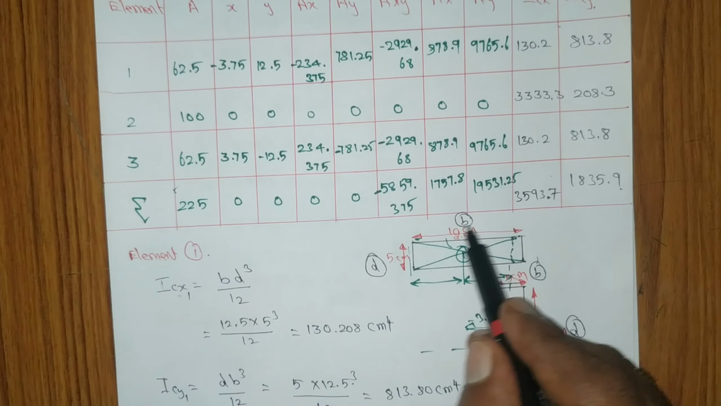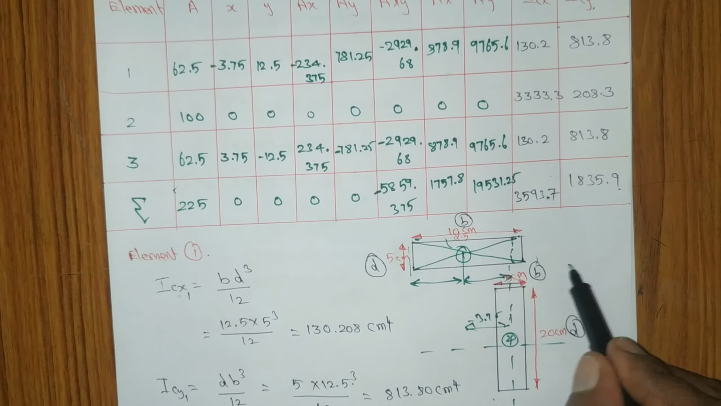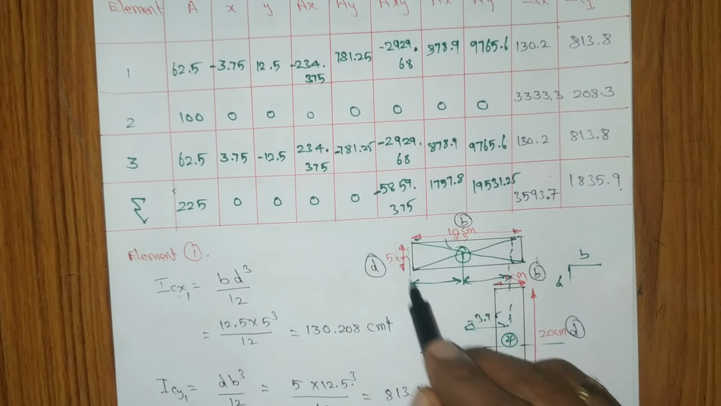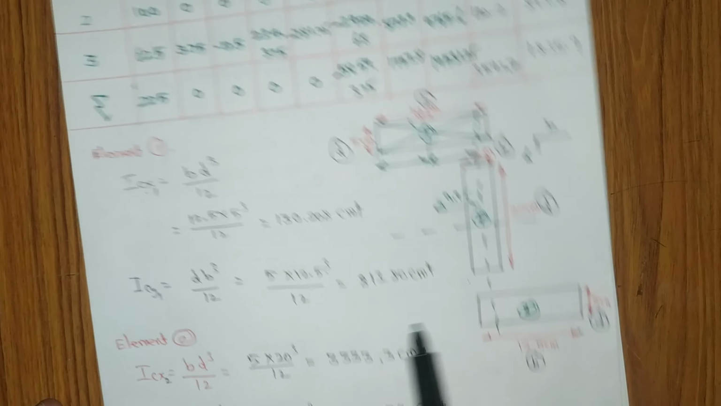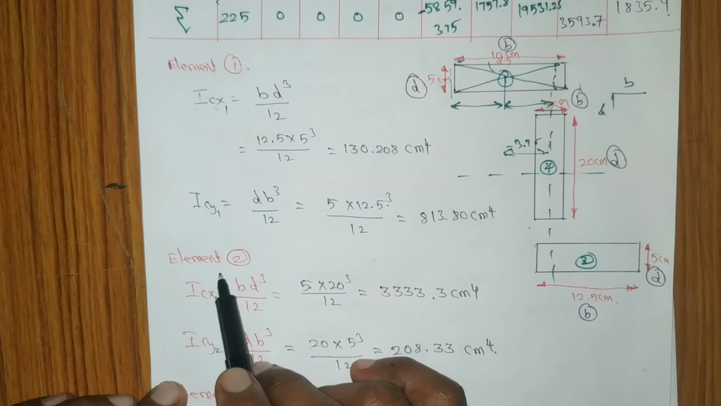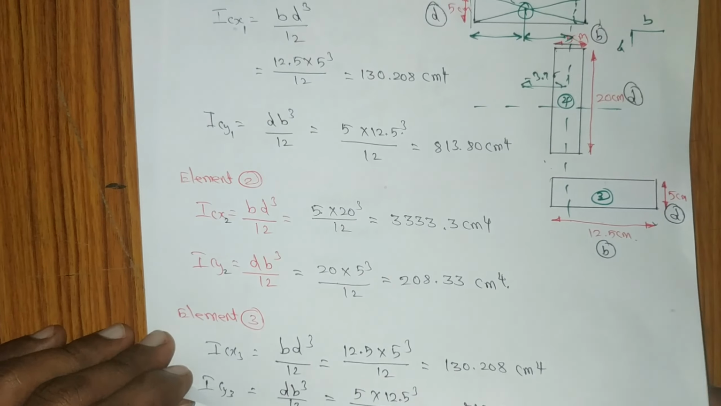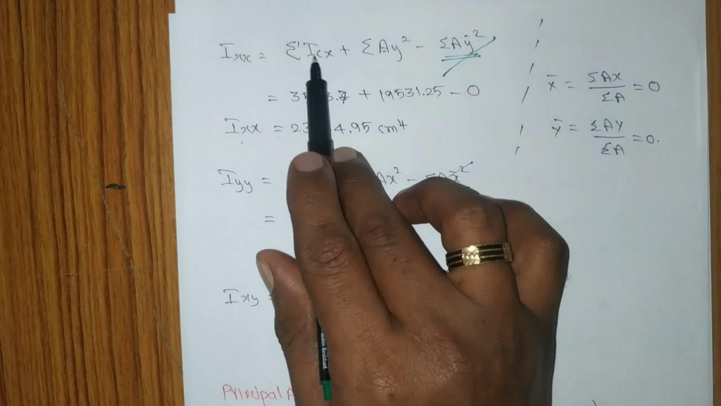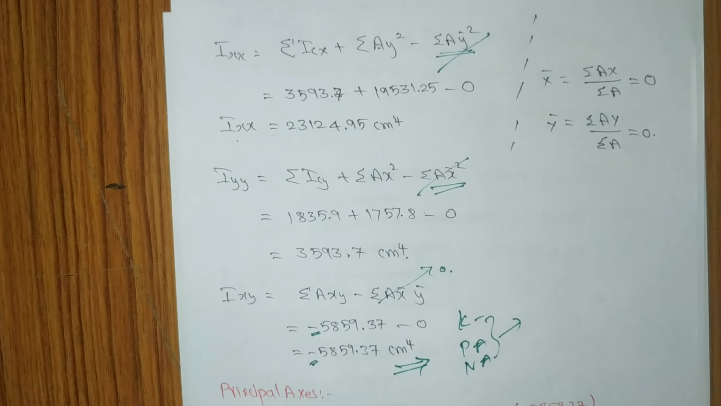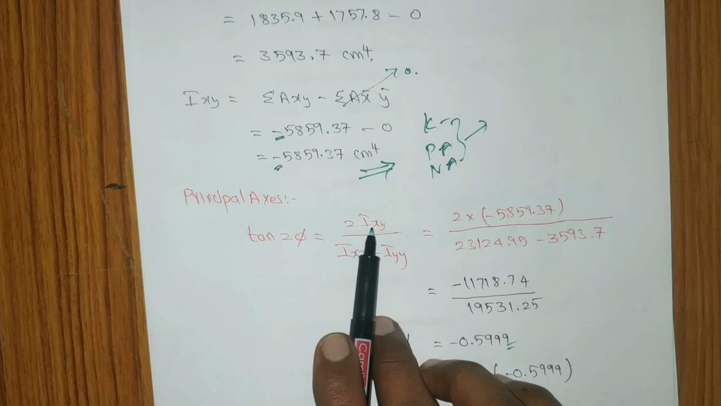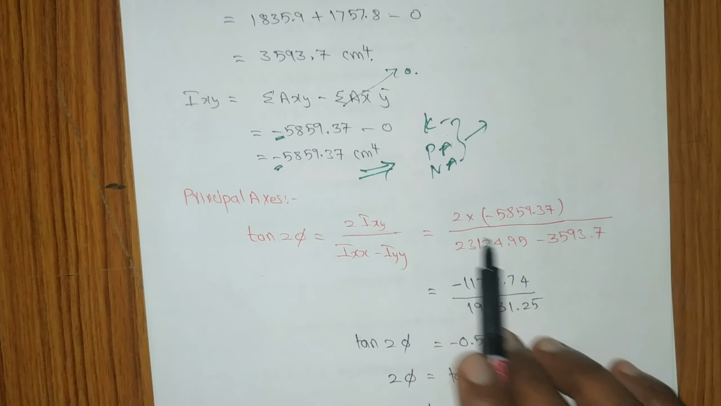So you have to understand that this is B, this is D, for any case, any size, any shape. For element 1, we need to find out ICX, ICY: BD cube by 12, DB cube by 12. Similarly, for element 2 and element 3, we need to find the BD cube by 12. Then we need to find out Ixx, Iyy, Ixy from the elementary table with the basic formulas. Then we go for the principal axis method: tan 2φ equals 2Ixy by Ixx minus Iyy. We substitute this and get the principal axis angle.